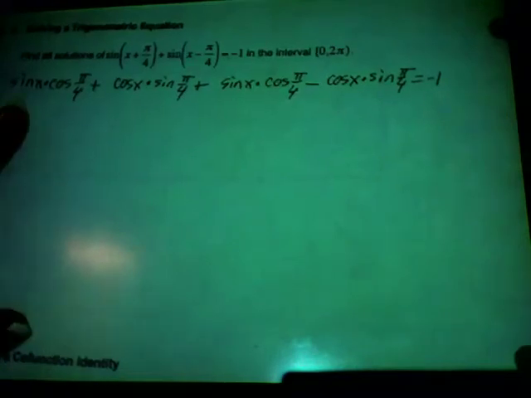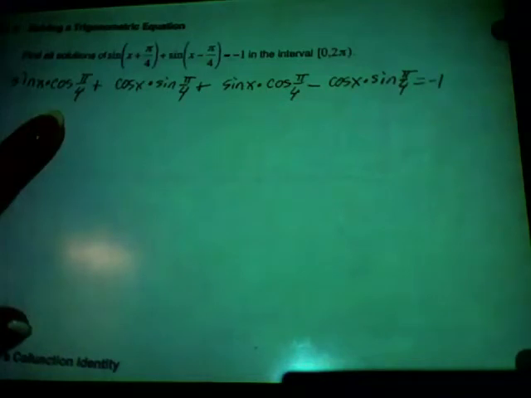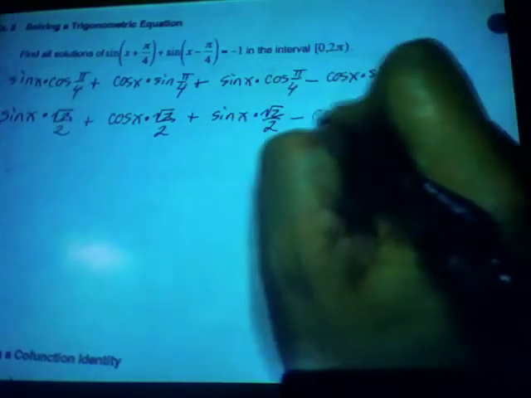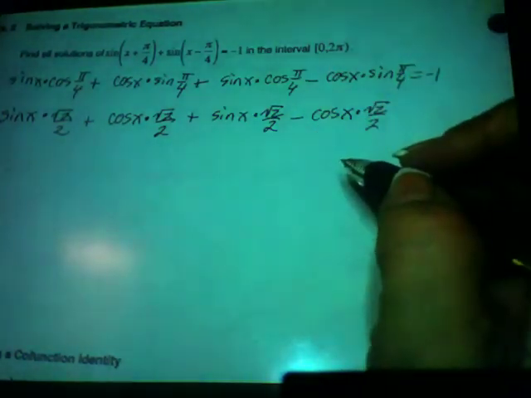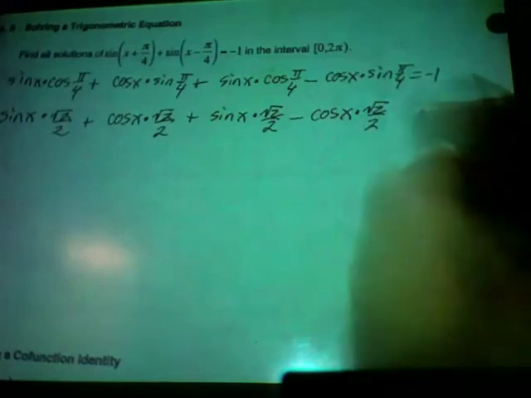Do you know what the sine of x is? Do you know what the cosine of pi over 4 is? Pi over 4 is 45 degrees, and what's the cosine of 45 degrees? Rad 2 over 2. So then I can replace this with sine of x times radical 2 over 2 plus cosine of x times radical 2 over 2 plus sine of x times radical 2 over 2 minus cosine of x times radical 2 over 2, because the sine and the cosine of 45 degrees is all rad 2 over 2, isn't it? Equals negative 1.